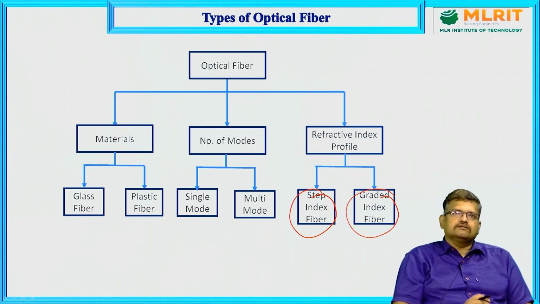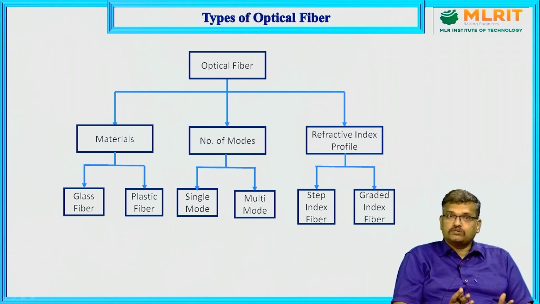So normally it can be categorized into three: based on the material, modes and refractive index profile. Under the material we have glass and plastic fibers, under the number of modes we have single mode and multi-mode fibers, and under the refractive index profile we have step index and graded index fiber. Let us see them one by one.